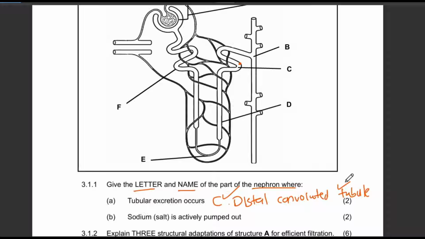Next, the letter and the name of the part of the nephron where salt is actively pumped out. It will be the ascending limb of the Henle. Even if you said loop of Henle, it's fine. The letter is D for the ascending limb of Henle. If you say loop of Henle, that is also correct.